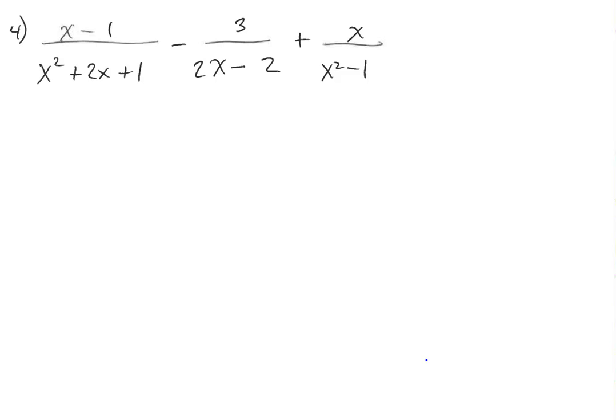Then we have the subtraction sign, and then the second fraction is 3 in the numerator, and 2x minus 2 in the denominator. Then we have a plus sign, and then we have a third and final fraction, which is x in the numerator and x squared minus 1 in the denominator. Now, as we've been seeing, we have to find a common denominator, because this certainly does not start with 1. But to do that, we have to factor all the denominators. So we're going to go ahead and rewrite these in factored form.